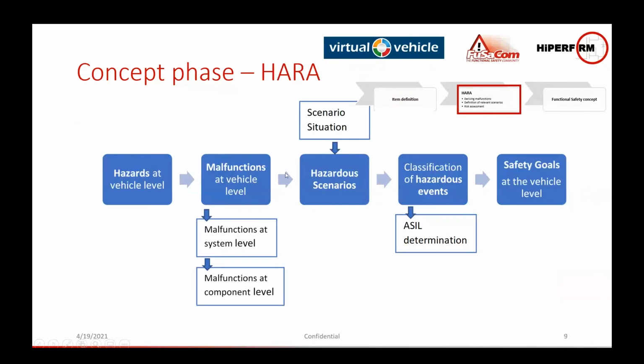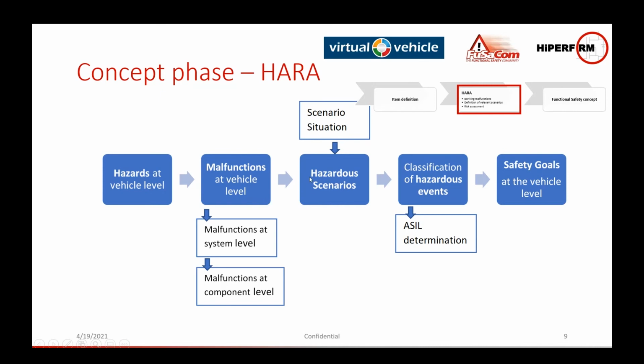Once we define the item, we go through the HARA, hazard analysis and risk assessment. This is a picture of the different activities. Of course, what we want here is, okay, we have a powertrain that is going to affect the vehicle level, and we want to analyze the different malfunctions that you could have in this vehicle, taking into consideration the powertrain. And with these malfunctions, we're going to impact on the different scenarios.